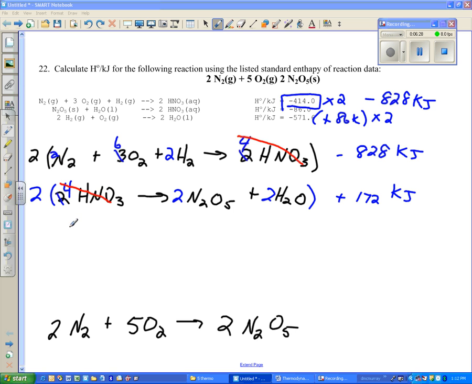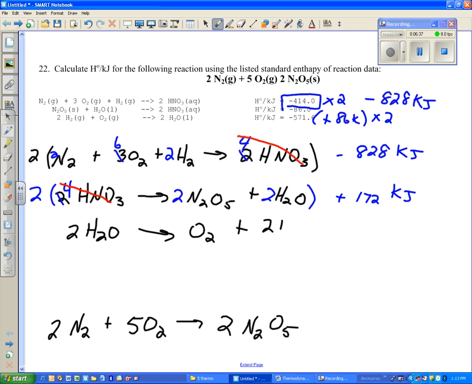I'm going to write 2 H2Os, which yield an O2 plus 2 H2s. And by flipping that around, we have to make sure we're careful with our enthalpy, which is here, and make that a positive 571.6 kilojoules. So I flipped that one.